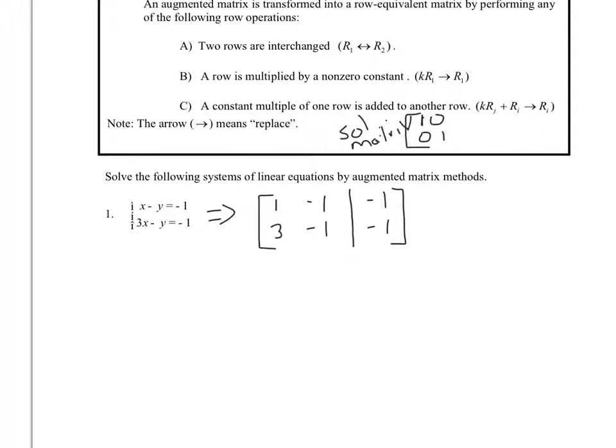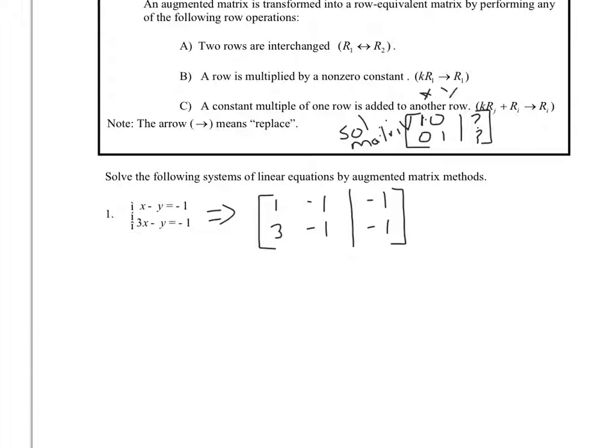What you're looking for is a solution that will have 1s on the diagonal starting from the top left. So we have a 1 on the top left, we have a 1 on the bottom right, and then whatever we end up with over here will be our answers, because remember, this first column was our x values.